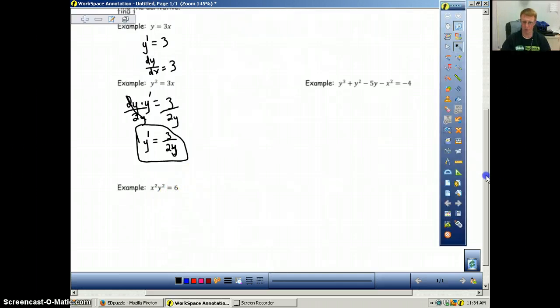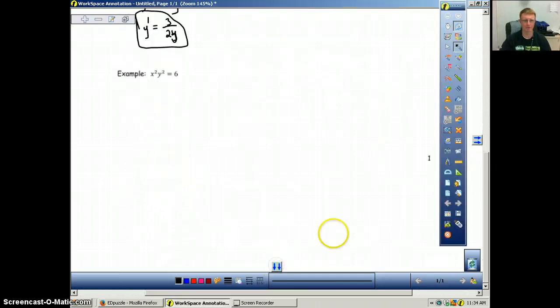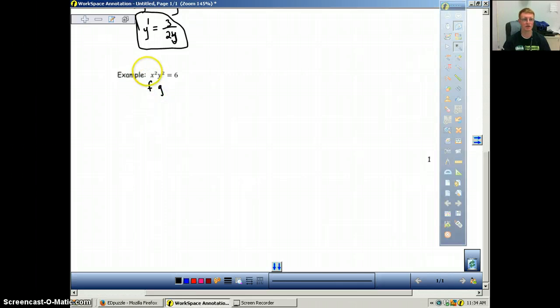So now let's get to a little bit more complicated one here. We have x squared times y squared equals 6. We do have a product here. So I'm going to identify my x squared as my f and my y squared as my g. So then I identify my f prime as being 2x.